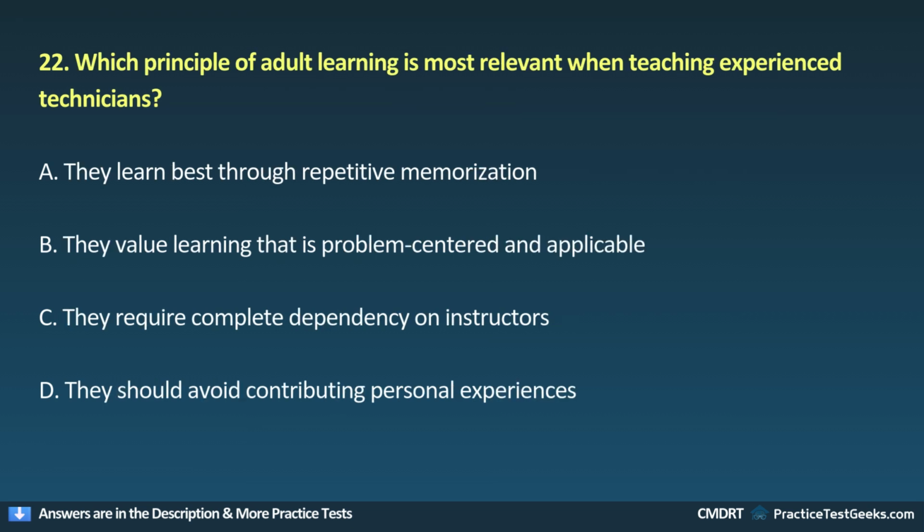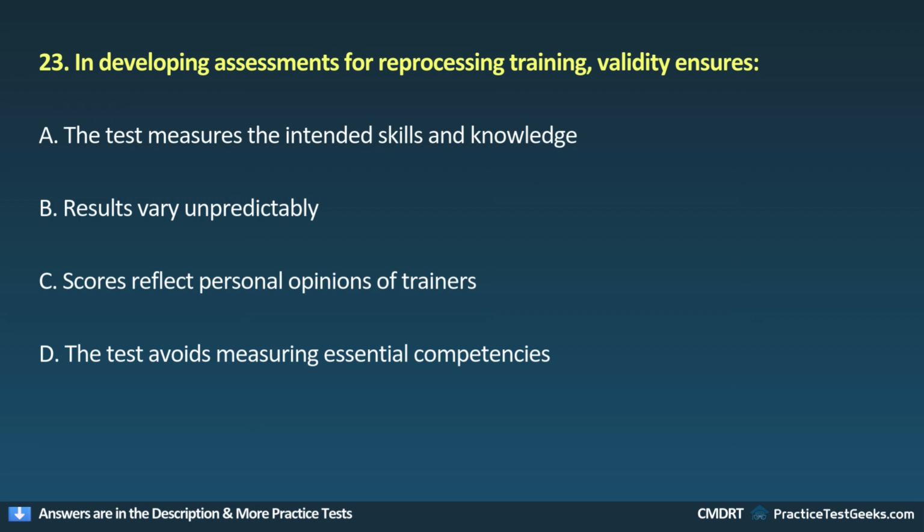22. Which principle of adult learning is most relevant when teaching experienced technicians? A. They learn best through repetitive memorization. B. They value learning that is problem-centered and applicable. C. They require complete dependency on instructors. D. They should avoid contributing personal experiences.